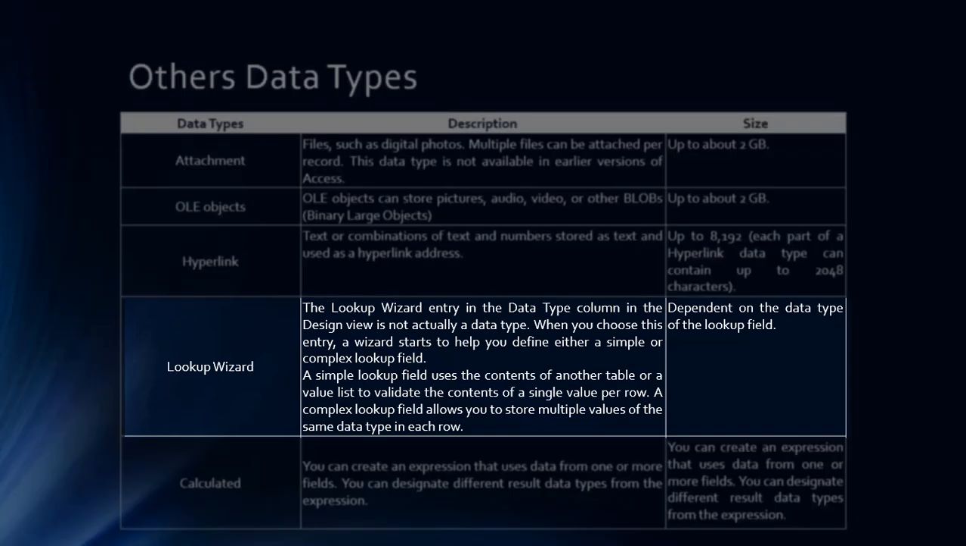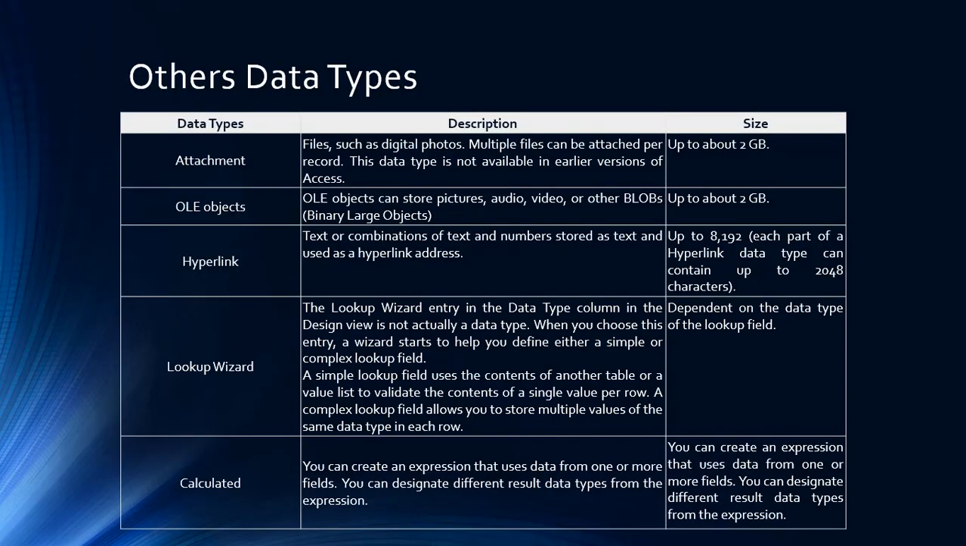Lookup wizard. The lookup wizard entry in the data type column in the design view is not actually a data type. When you choose this entry, the wizard starts to help you define either a simple or complex lookup field. A simple lookup field uses the contents of another table or a value list to validate the contents of a single value per row. A complex lookup field allows you to store multiple values of the same data type in each row.